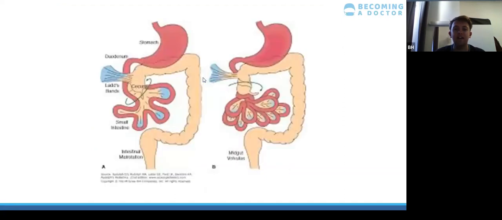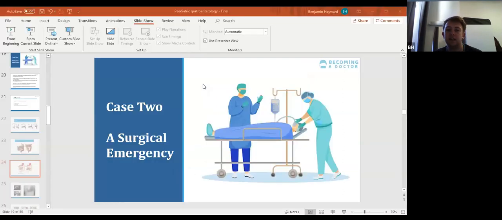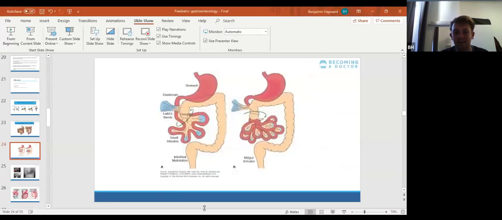Both a tendency to get midgut volvulus and also Ladd bands. So which do you think is more severe? Just have a think. Is it the obstruction due to the Ladd band, or is it the obstruction due to midgut volvulus? Who do you think presents more sick? Anyone want to answer? Yeah. So it's the children that have midgut volvulus over the Ladd band obstruction.